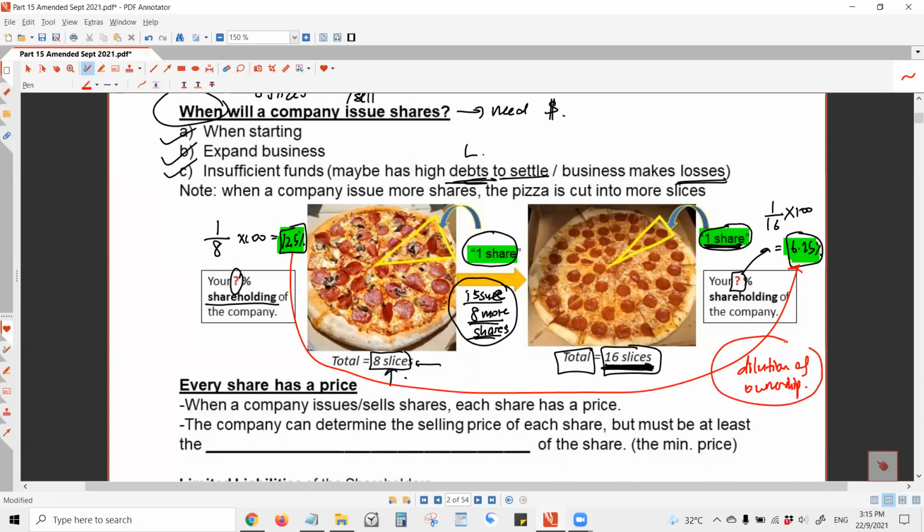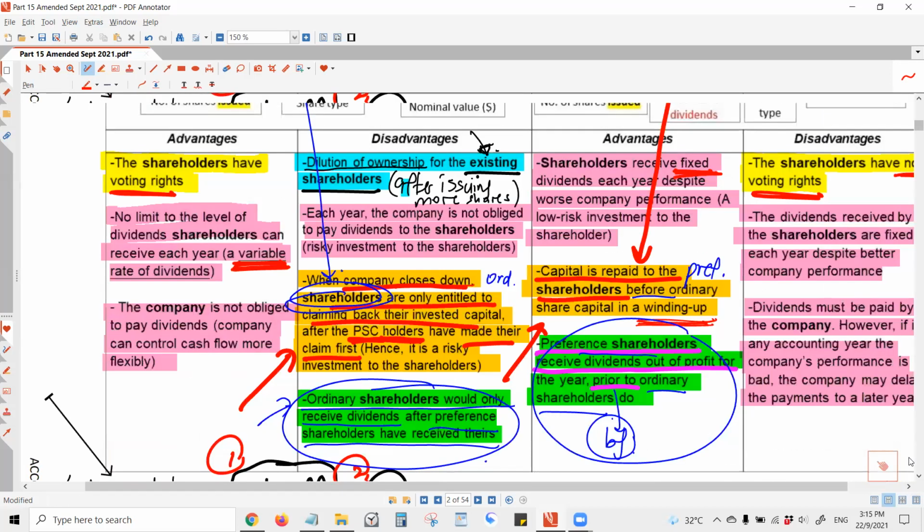So yeah, that's dilution of ownership: the lowering of your power in the company. You own less of the company. Don't get this mixed up with chemistry, okay? Dilution in chemistry means, imagine you have a cup of Milo, you pour more water into it, it becomes diluted, right? Tasteless. But here, dilution means your power becomes smaller. Okay, let's get back to that. We have more to do.